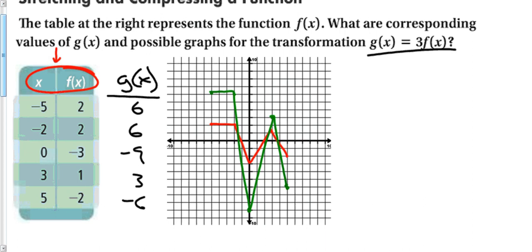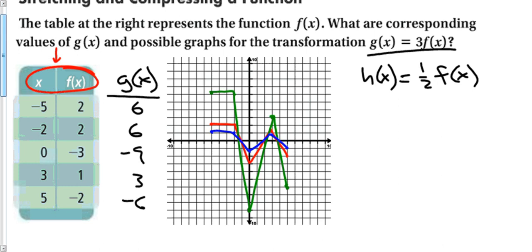I have pulled the red function away from the x-axis. If I wanted to push the function closer to the x-axis, I could do something like this. That h of x, another function, is going to be equal to 1/2 f of x. So now I can push this closer to the x-axis, and it would look something like that, to push it closer to the x-axis.